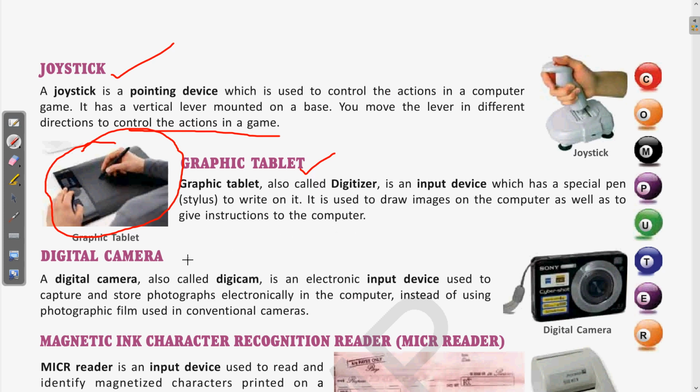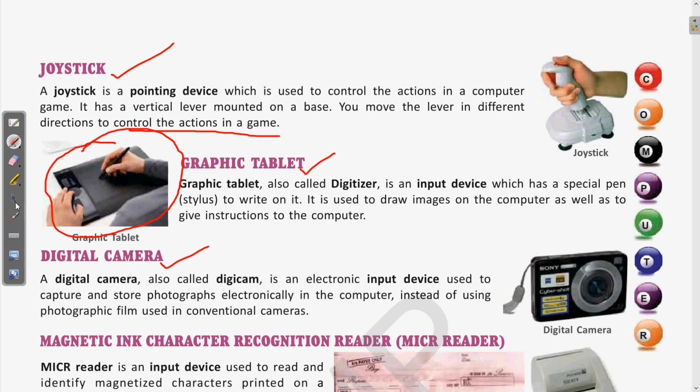Clear? I hope this is easy to relate. Then next is the digital camera. As we have seen, digital camera is also a type of input device, because whatever picture you are clicking, all those snapshots will be transferred to the computer in digital form. So this way the digital camera is also a type of input device.